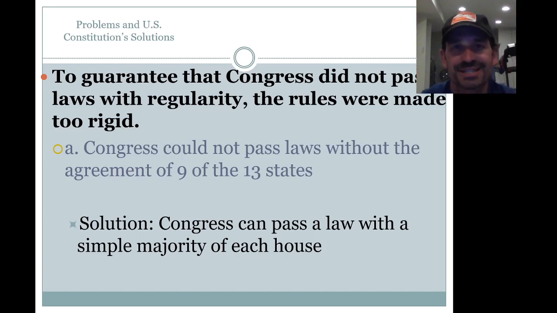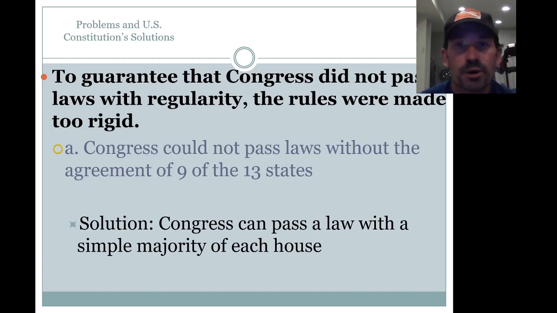We went back and looked at the slide. Last problem. Here it goes. Rules too rigid. Under the Articles of Confederation, the rules were made way too rigid. And that way nothing could get done by design. The states were really afraid that the national government would get way too powerful and as a result, take away powers from the states. So here's what we did.